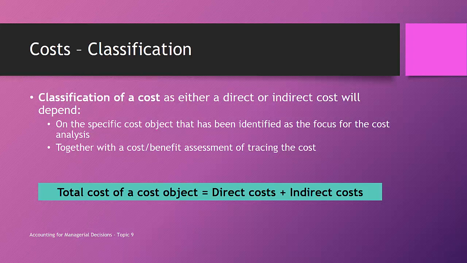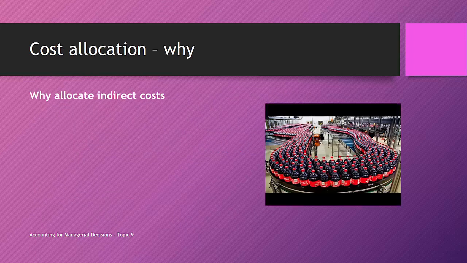So how we classify those as direct or indirect, it's not really the focus of what we're looking at here, but it's going to depend on the level of analysis we're looking at. So it's not always going to be that a particular thing will always be a direct cost. It might be indirect in one setting and then direct in a different one. But when we look at the end of this, total cost of a cost object is the direct costs plus those allocated indirect costs.